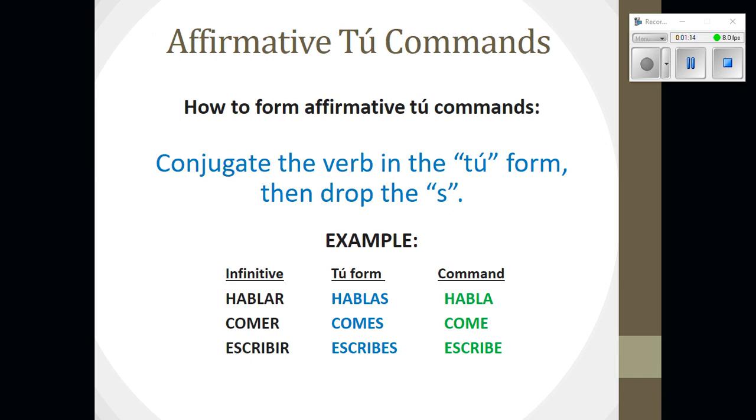So if you want to tell someone speak or talk, habla. Notice with comer, it's an ER verb, so if you drop the ER and add ES, comes is the tú form, drop the S, come, you're telling someone eat. And escribir, IR verb, again, if you drop the IR, you would add ES for the tú form, drop the S from that, escribe, you're telling someone write. All right, pause the video and finish Part A of the note guide.